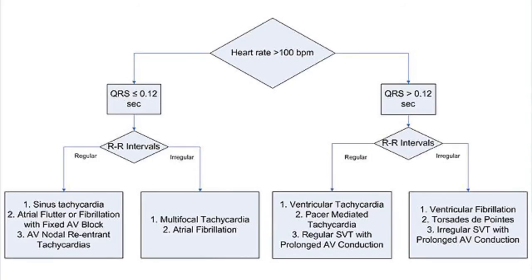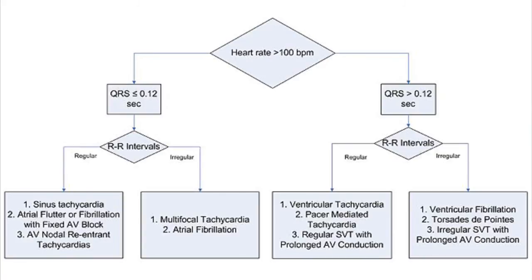This chart is a flow diagram which helps us to categorize and classify the various types of tachyarrhythmias that may be encountered. Tachycardia is usually defined as a heart rate greater than 100 beats per minute. Depending on the QRS complex, it may be either narrow or wide. This will help us in deciding and approaching the various arrhythmias that we may encounter. For the specific purposes of this talk, we'll be focusing mainly on the narrow complex tachycardias.